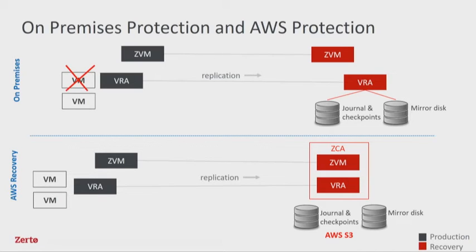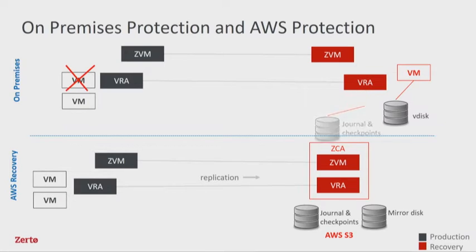If you're on-premise to on-premise, you would lose a VM. Then the replication stops. Then we create the VM over on the recovery site. We move the mirror disk over to that VM, and then the journal is promoted into the virtual disk. So that's simple.